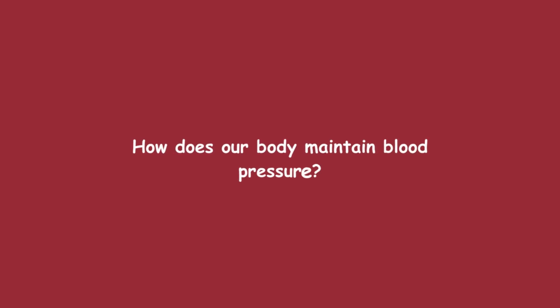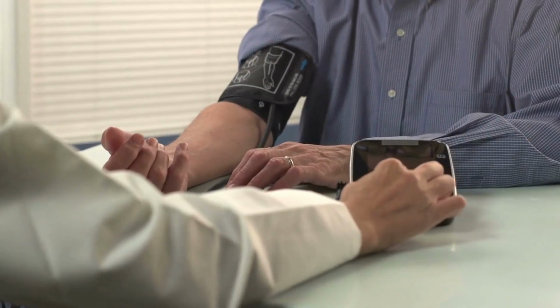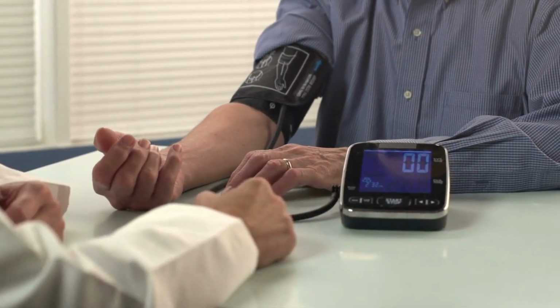Your body has amazing ways of controlling your blood pressure. The Renin-Angiotensin-Aldosterone System, RAAS, is the main regulatory mechanism involved in maintaining blood pressure. So in this video, we are going to discuss a general overview of the RAAS system.